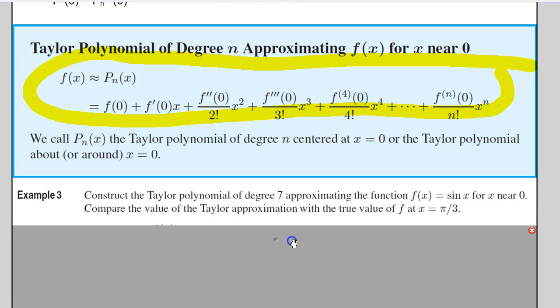All right. Example 3 in the book says, let's construct the 7th degree Taylor polynomial for the function f of x equals sine of x, for x near 0. And then it says later on to compare the value.